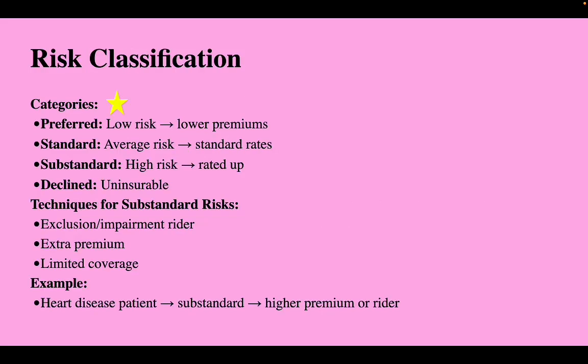Risk classification. Applicants are classified according to risk. Preferred risks are low-risk individuals who receive lower premiums. Standard risks have average risk and pay standard rates. Substandard risks are high-risk individuals who are charged higher premiums, may receive a rider, or have limited coverage. Applicants who are uninsurable are declined. For example, a person with heart disease might be classified as substandard and face higher premiums or an exclusion rider.